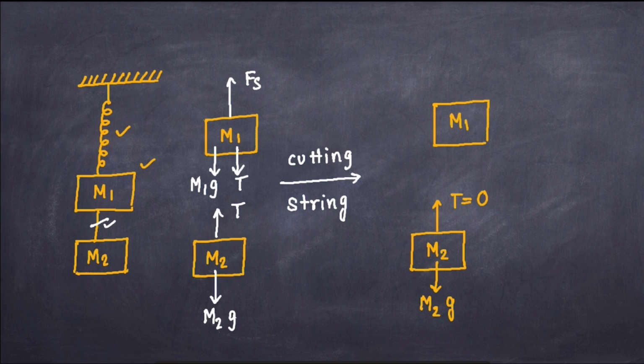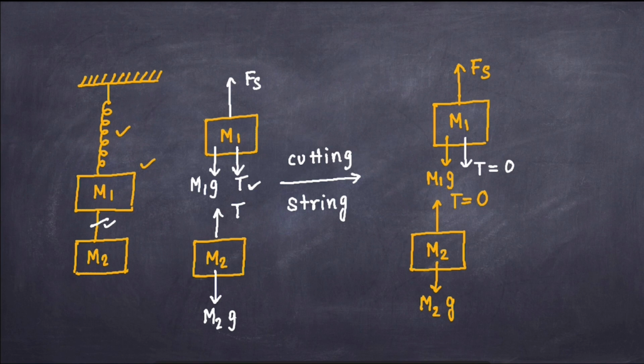What will happen after cutting this string? The tension will be zero. The tension that was initially acting in the downward direction will now be equal to zero, because I have cut the string and the string has become slack. But m1g will continue to act downward, and the spring force, even after cutting the string, will continue to act upward. This is very important. Mind it, I am cutting the string, not the spring.